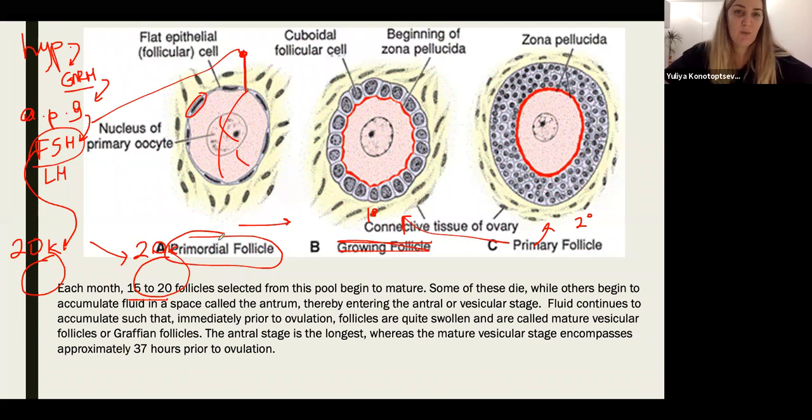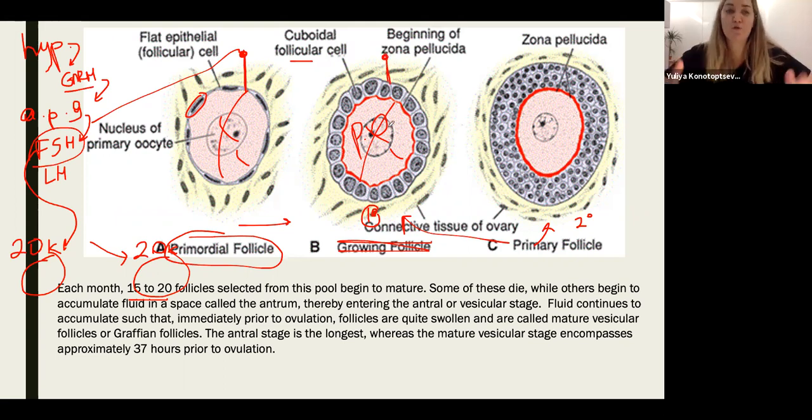What is the difference between primordial and primary follicle? Inside, no changes. You still see the primary oocyte, nucleus, cytoplasm, zero changes. What has changed is the shape of the follicular cells. They were simple squamous in the primordial, and they're simple cuboidal in the first stage of the primary follicle. Still, there is a hand, still there is a receptor for FSH. So FSH comes in, binds to this follicle, and forces it to grow more. The first stage of the primary follicle becomes the second.